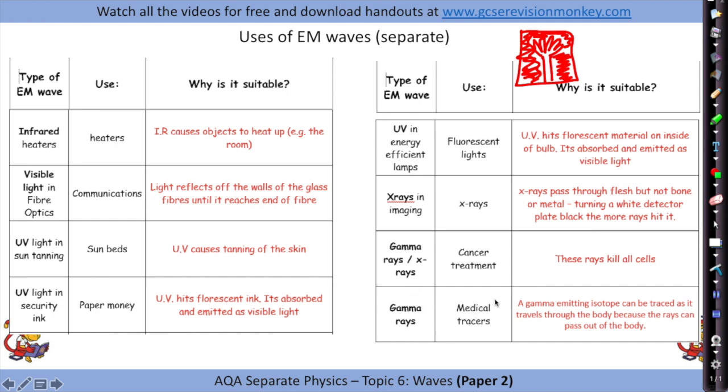So gamma rays can be used as medical tracers. So that's where a gamma emitting isotope can be traced as it travels through the body. So someone may drink a radioactive meal, a tracer. They may drink it or breathe it in or be injected with it, and it'll go inside their body, and the radiation will pass out through their flesh and will be received on a detector, so that doctors can have a close look at the function of kidneys or stomach or lungs or heart, whatever it may be.